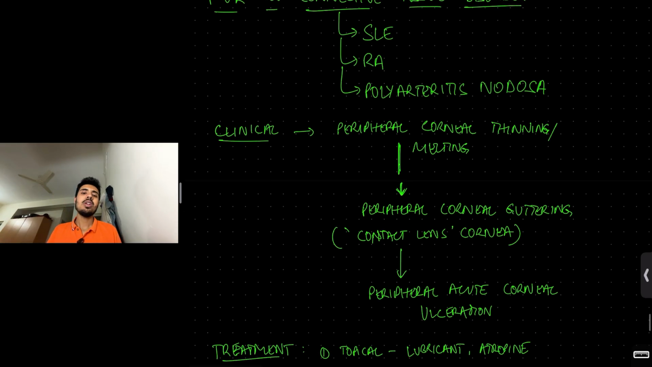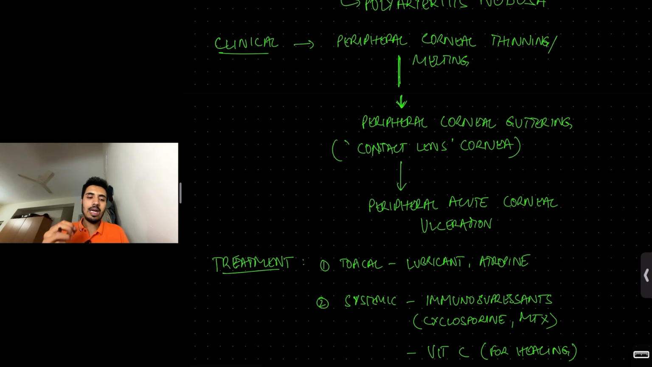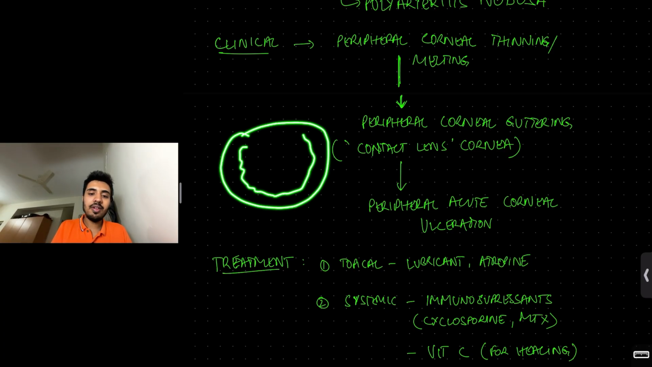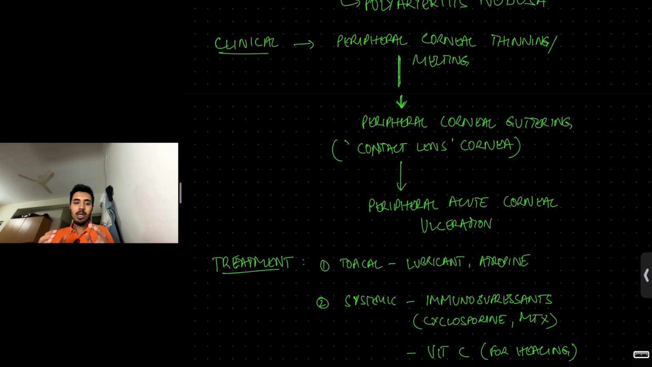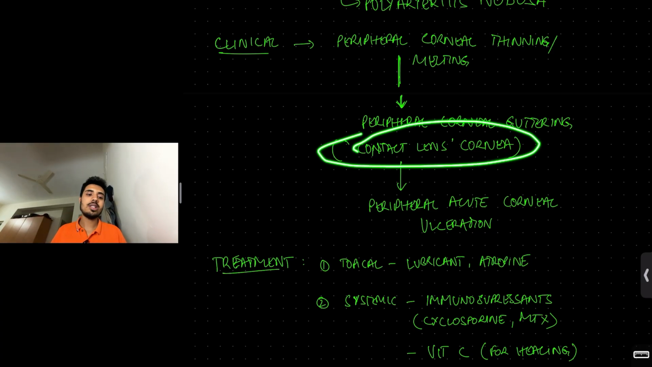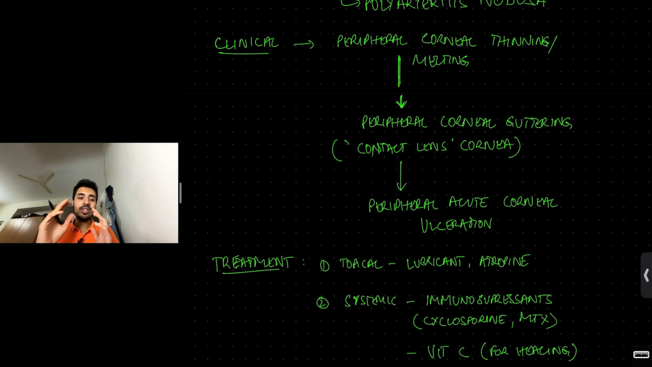Clinically, what happens? First, it starts as peripheral corneal epithelium thinning and melting. Then there is guttering of the cornea. It appears as if there's a gutter in the peripheral part of the cornea. Think about it: the cornea is like this, there's a small gutter, and then again the cornea comes up. So the part that's inside appears as if a contact lens is placed on the cornea, so it is also known as contact lens cornea. And eventually there can be peripheral acute corneal ulceration. These are the clinical features.